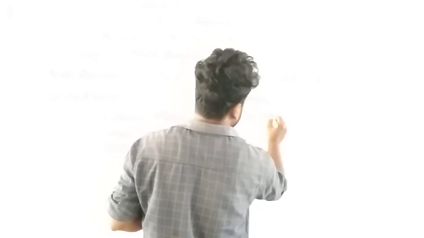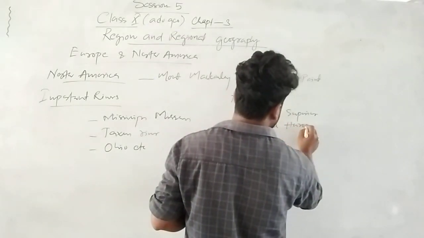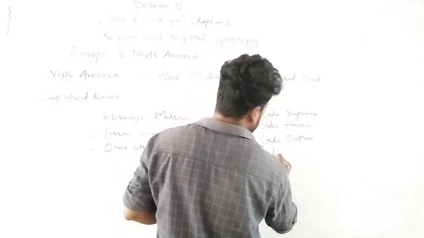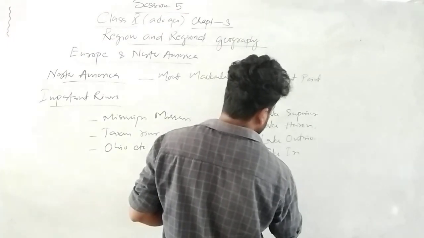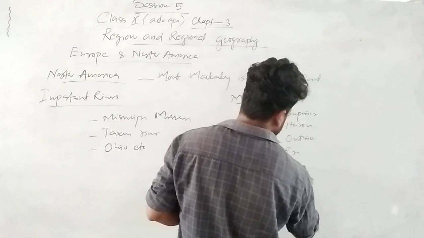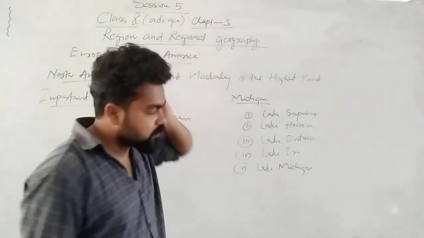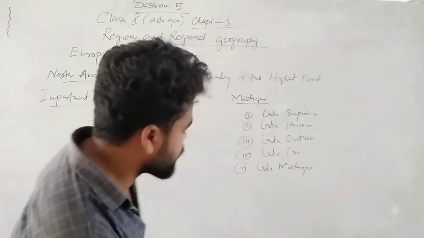Number 1 is Lake Superior. Number 2 is Lake Huron, Lake Ontario, Lake Erie, Lake Michigan. Okay, these are the 5 Great Lakes. These are called the Great Lake regions of the world. Lake Superior, Lake Huron, Lake Ontario, Lake Erie, Lake Michigan. These are the important lakes of the world. Okay.